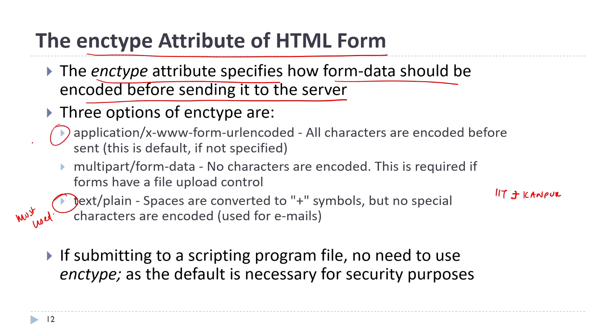The second choice is URL encoded, where all characters are encoded before being sent, and this is the default if not specified. If you do not specify anything, then this encoding happens by default. The last one is multipart/form-data, where no characters are encoded. This is required if the form has a file upload control. If you want to upload a file, you do not do encoding because the file will not get uploaded properly.